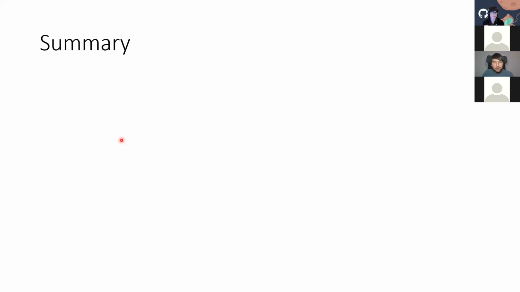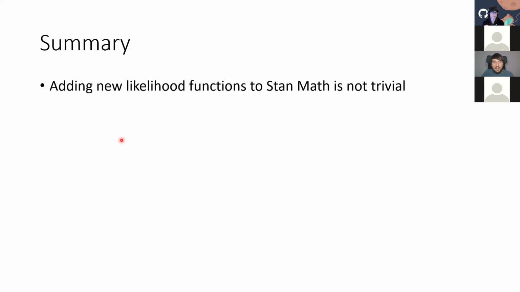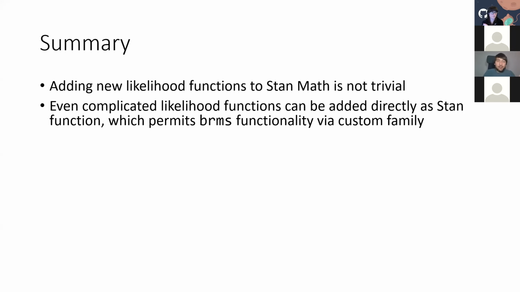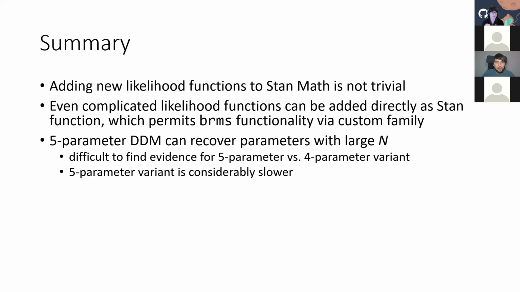Okay, so let's sum this up. Adding new likelihood functions to Stan math is a non-trivial endeavor. Now, if you try to go on this path, be ready to invest some time. However, even complicated likelihood functions can be added directly as a Stan function. And then, if you use the custom family functionality, you immediately get brms functionality, which of course simplifies specifying the model tremendously. I highly recommend doing this.